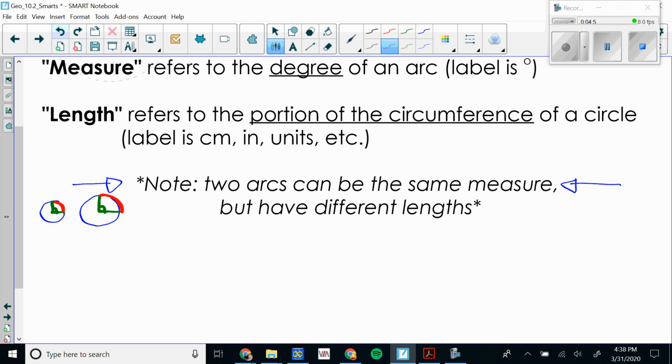All right, so here I took just a quarter of that circle. That's a 90-degree angle. And obviously the red section on the left is a lot smaller than the one on the right.